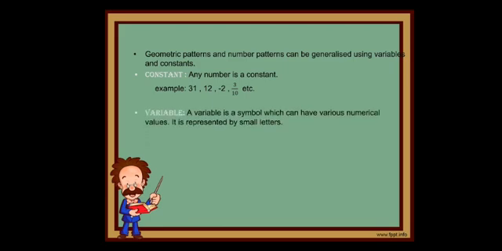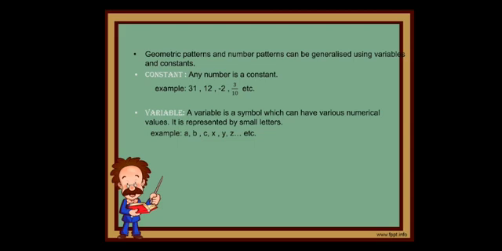What is a variable? A variable is just a symbol which can have various numerical values. It will have various values and we denote it using a small letter. A variable is a symbol which can have various numerical values. It is represented by small letters a, b, c, x, y, z, etc.